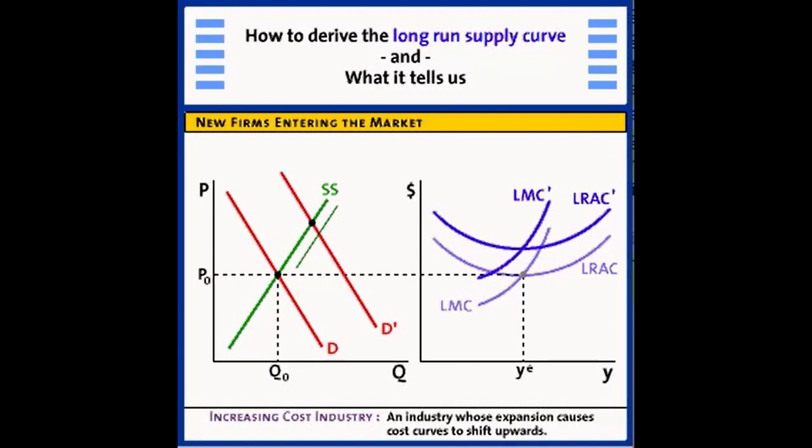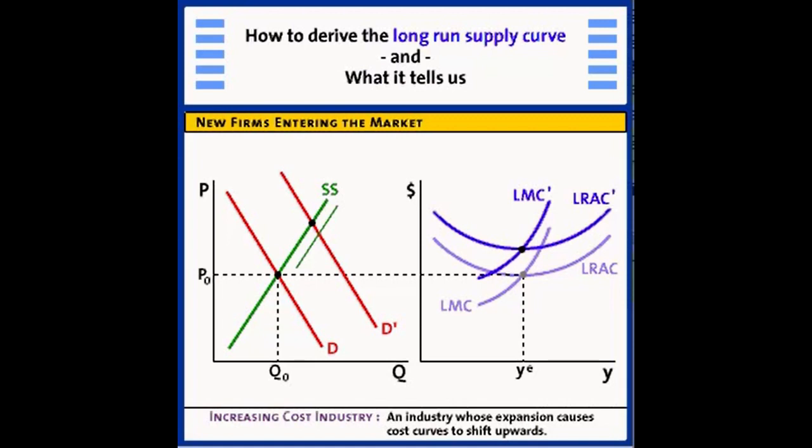Now, what does this mean? It means that there will be a limited amount of entry before the price falls to the point at which firms can just afford to cover their costs. The break-even point for firms has shifted upward as the cost of production has increased. That means the price for the product cannot fall back to its original level, but can only fall as low as the new point of minimum average cost.